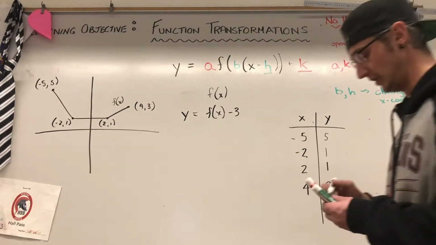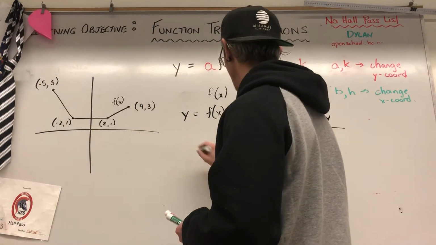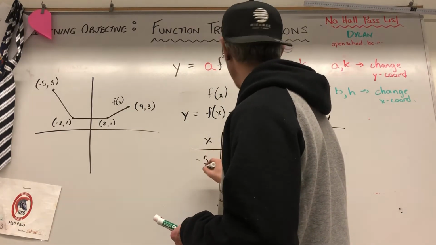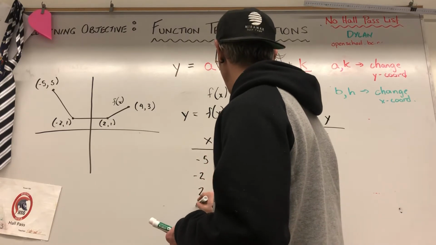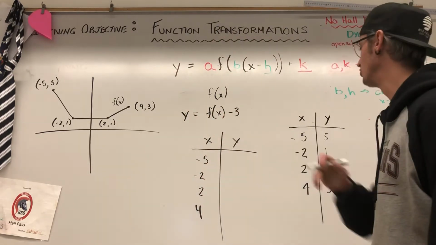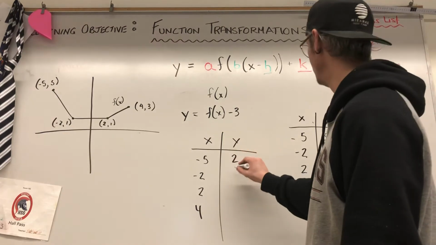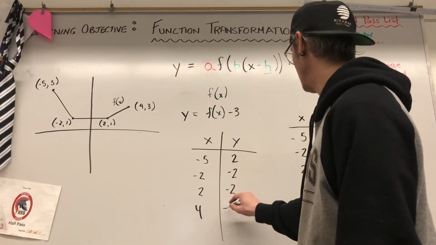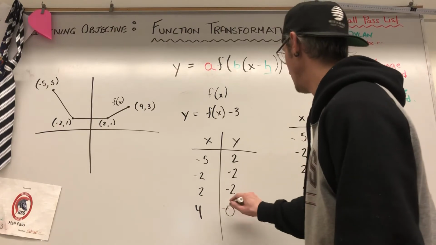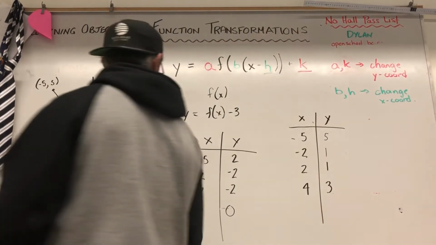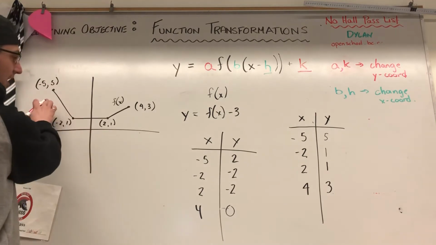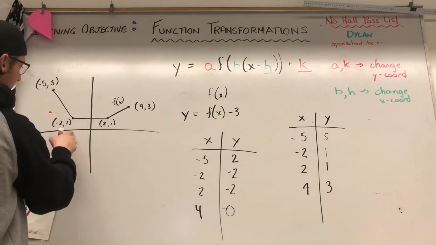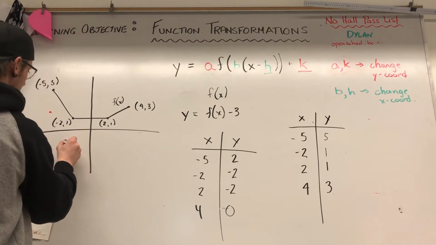So my new function here, x and y, I'll keep my x's the same, and I'm going to subtract 3 from each of my y's. 5 minus 3 is 2, 1 minus 3 is -2, -2, and 0. And then if I were to graph my new function at -5, I'm going to be at 2. At -2, I'm going to be at -2.